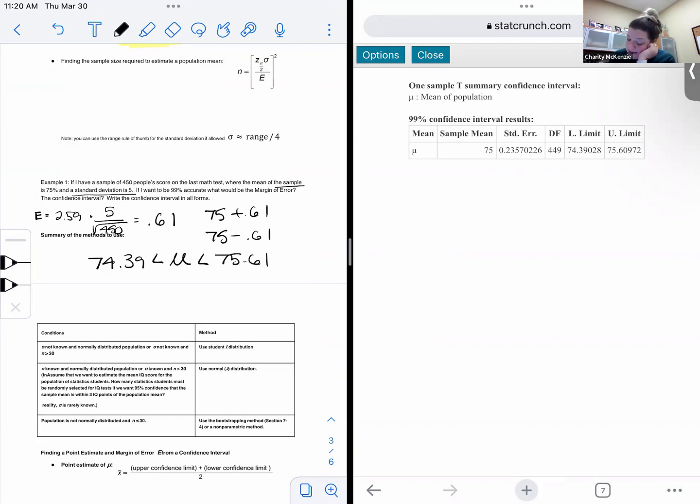All right, so you could get your margin of error and add and subtract it, or you could go straight to your upper and lower limit. Well, if I go straight to this confidence interval, can you still get the margin of error? Well, yes. You can take 75.61 minus 74.39 and divide it by 2. Subtract, divide by 2. So you could use StatCrunch and never really use the formulas. To me, way easier.